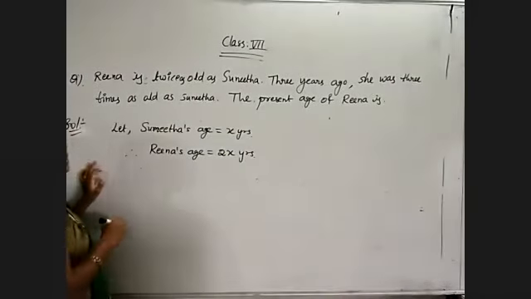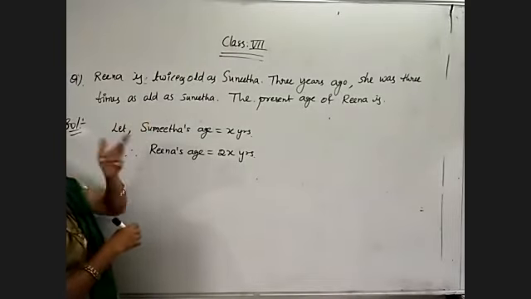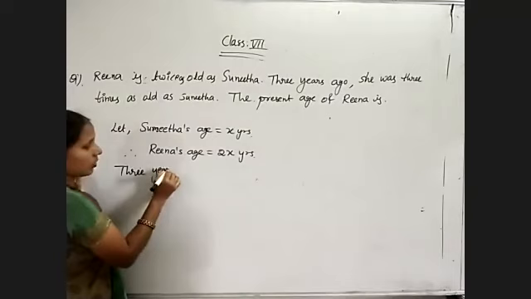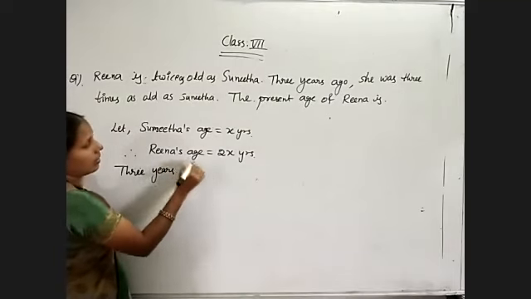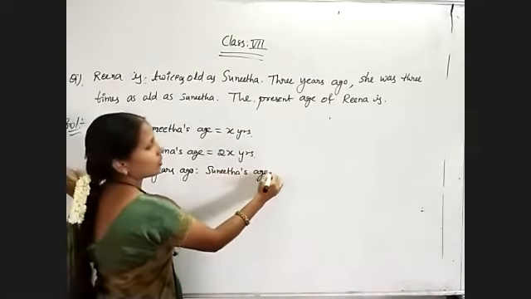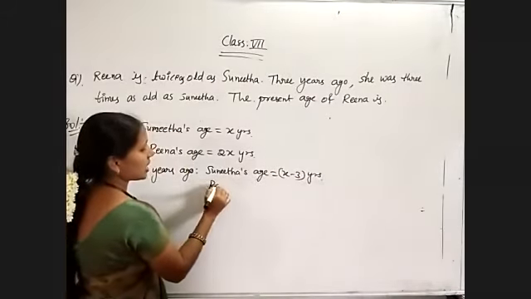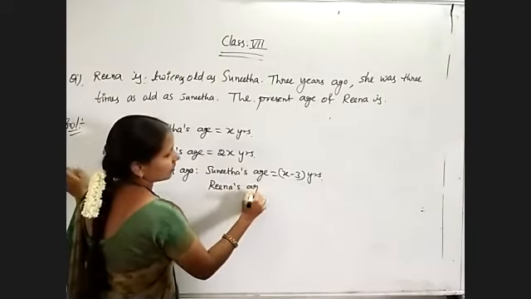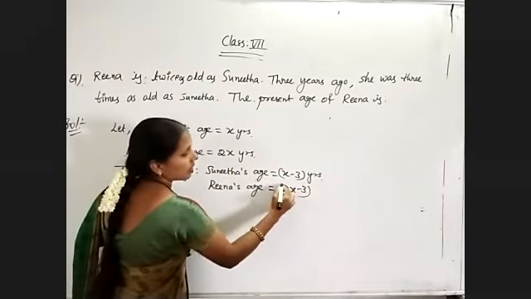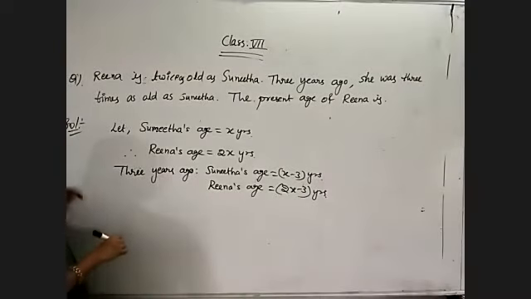Okay. Now, 3 years ago, she was 3 times as old as Sunita. 3 years ago, whatever their ages, write down. 3 years ago, Sunita's age will be equal to, ago means before, so x minus 3 years. And Reena's age will be equal to, present age is 2x, before 3 years, 2x minus 3. Ago means before, later means after. Remember this.